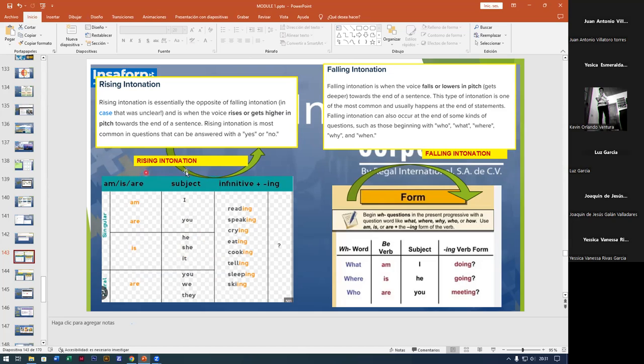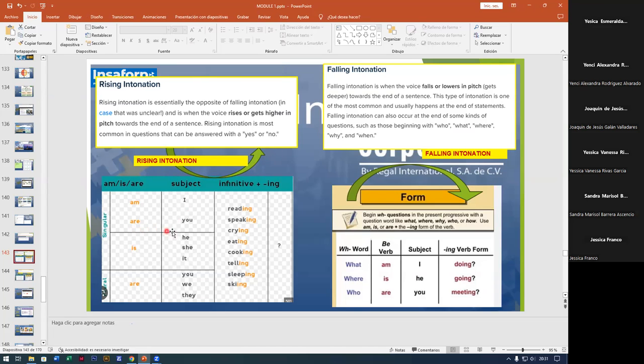So you see here, rising intonation. For example, am I reading? Am I reading? So observa cómo se va elevando la voz, ¿verdad? No toda la pregunta va con la mayor fuerza de voz en cada palabra, ¿no? No lleva el mismo nivel de entonación, sino que va cambiando, va incrementando. Por eso es rising intonation.